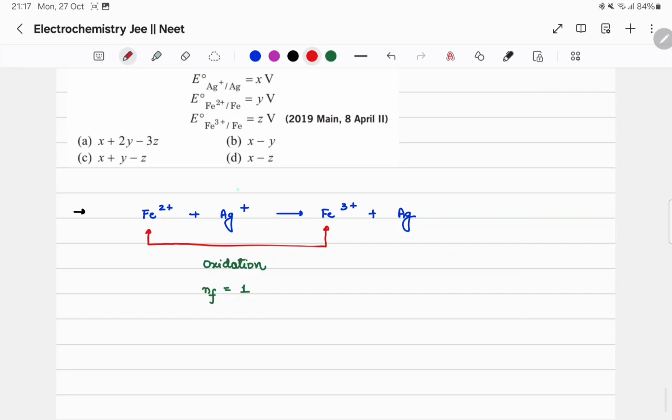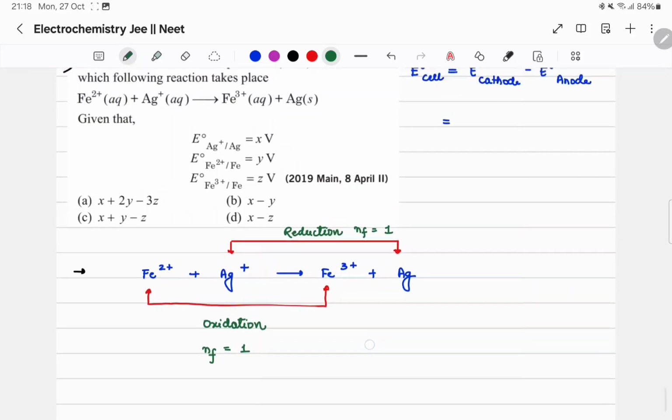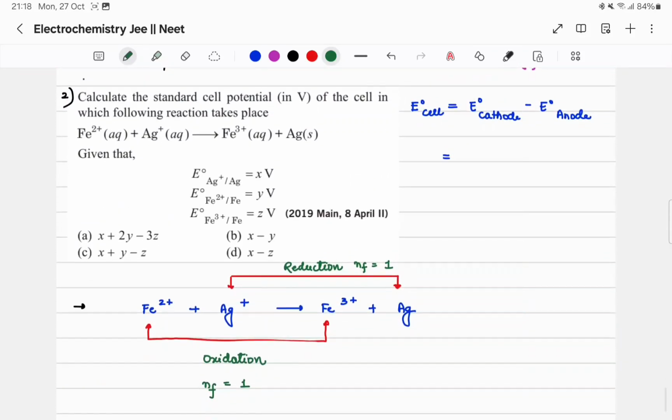Let's talk about the other one. Silver, Ag plus, is going to convert into Ag. The oxidation number was +1 and here it is 0, so +1 to 0, the number is decreasing. Decreasing means it is reduction. That is the basic thing we need to know. The n factor here is also 1 only. So now we know that Fe2 plus converting into Fe3 plus is the oxidation part, and Ag plus converting into Ag is the reduction part.